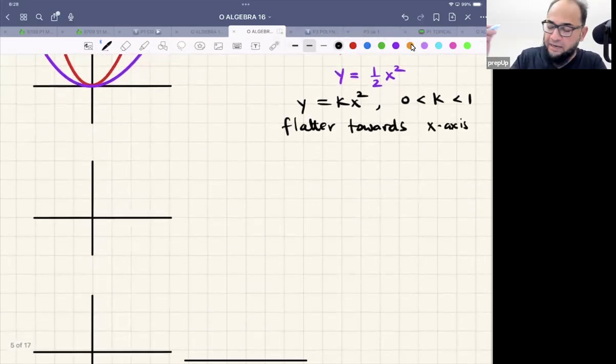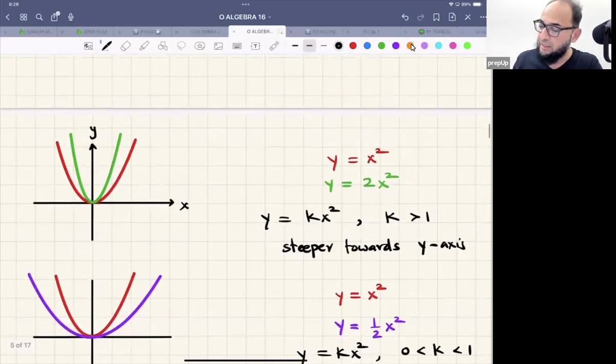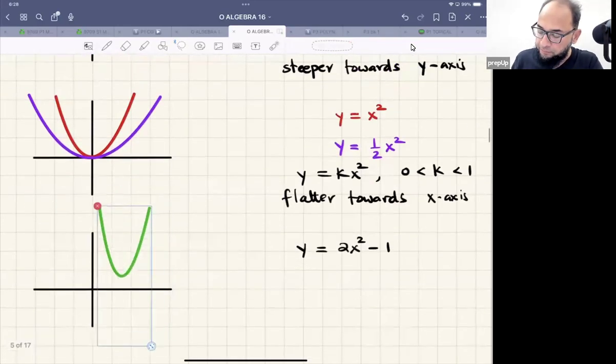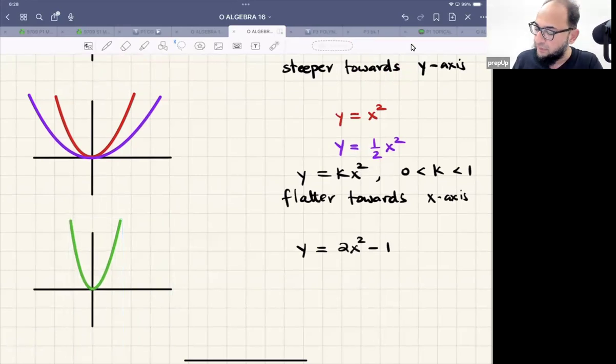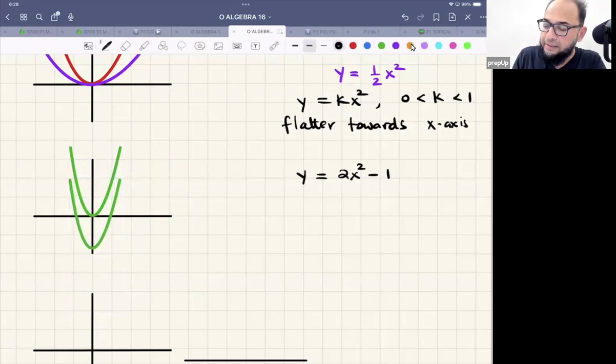Now let's say if I combine these things, y is equals to 2x square minus 1. So 2x square is more steeper. So let me choose this thing and let me draw it over here. That is 2x square. And minus 1, let me shift it down by 1 unit. Something like this. So this is 0, 0, the vertex, and this is 0, negative 1. It is shifted down by 1 unit.